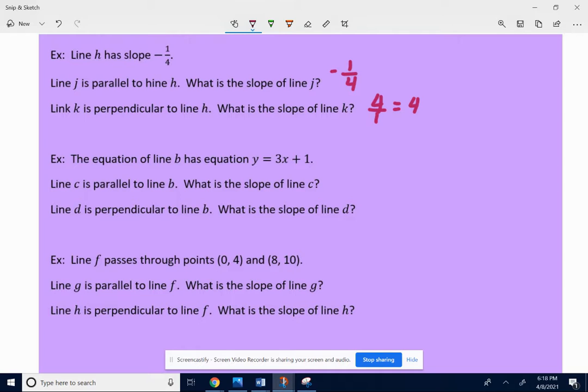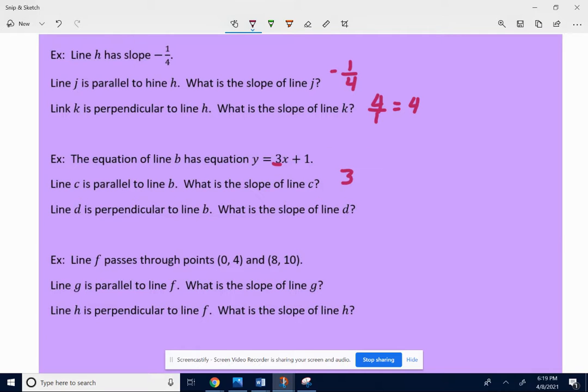Another example. Line B has equation y equals 3x plus 1. Line C is parallel to line B. What is the slope of line C? You need to know parallel lines have the same slope, and you guys are good with slope-intercept form of a line. Line B has equation y equals 3x plus 1, so its slope is the number sitting in front of the x, 3. So the slope of line C, parallel, is also 3.